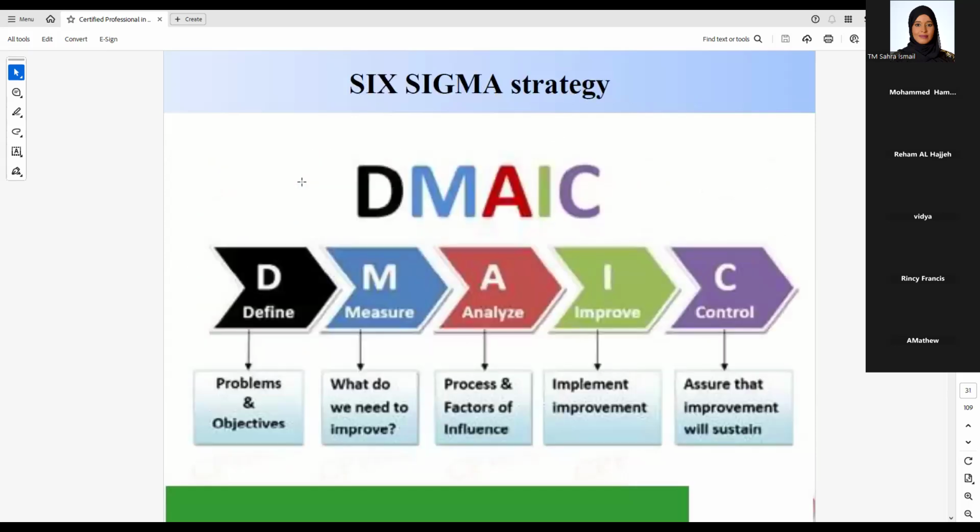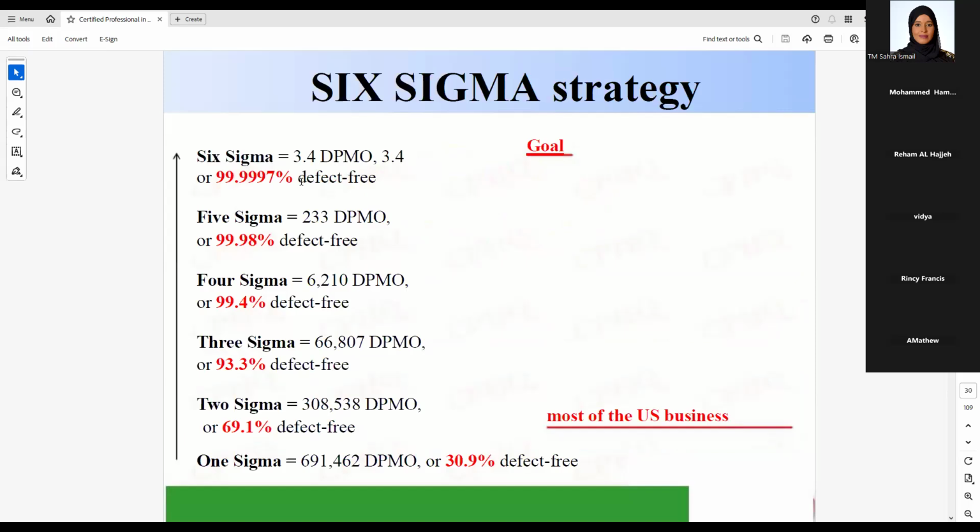So are these fixed numbers? Yes, the 3.4 per million, yes. And this usually comes up in a question. The aim of Six Sigma is to reduce errors to be less than 3.4 per million opportunities, or 99.997%.